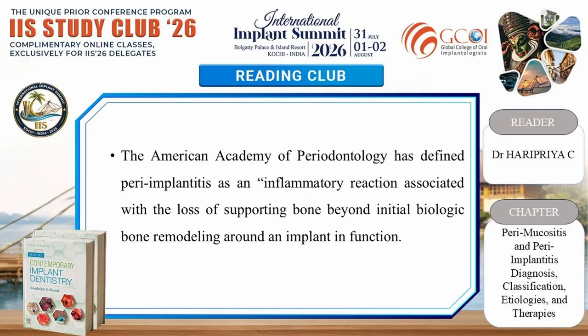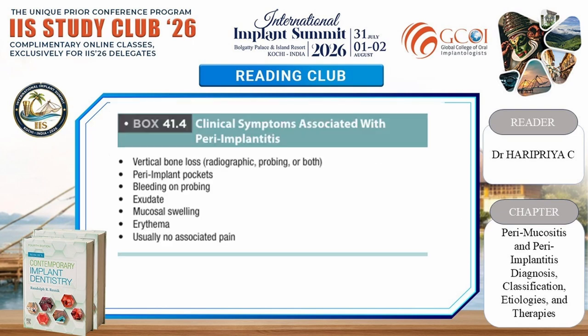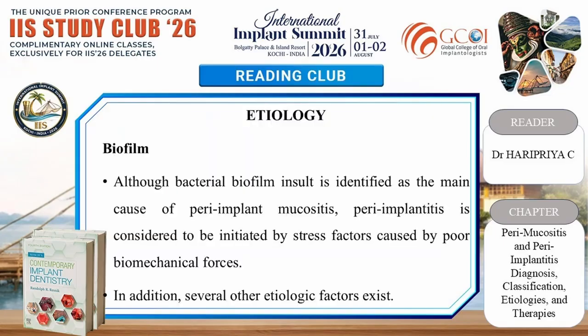Peri-implantitis. The American Academy of Periodontology has defined peri-implantitis as an inflammatory reaction associated with the loss of supporting bone beyond initial biologic bone remodeling around an implant in function. The clinical symptoms associated with peri-implantitis are vertical bone loss, that is on radiograph, probing, or both, peri-implant pockets, bleeding on probing, exudate, mucosal swelling, erythema, and usually no associated pain.